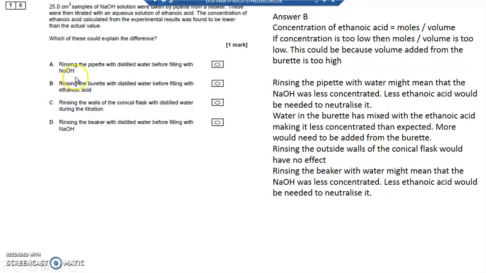So here, rinsing the burette with distilled water before filling up with ethanoic acid: the water in the burette is mixed with the ethanoic acid, making it less concentrated than expected. So more would be needed from the burette, so its volume would be larger. So the answer is B, because you're diluting the ethanoic acid in the burette. It's less concentrated, so you need more than you expected. Your answer is B.